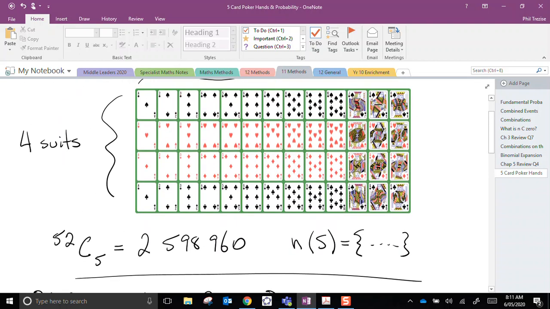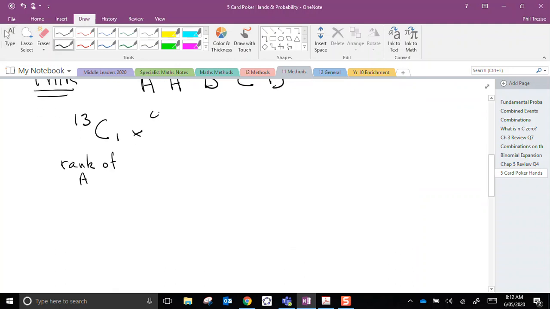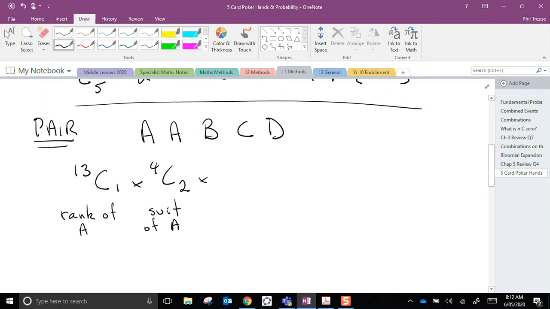Now, I'll go back to my diagram for a minute. Let's just, for instance, say that by random I chose rank 7. So the pair is going to be these. Now, how many of these cards are there? 4, and I need to pick 2 of them. So to select from that subset there, I have 4 choose 2. And that will be the suit of A. Now that takes care of the pair.